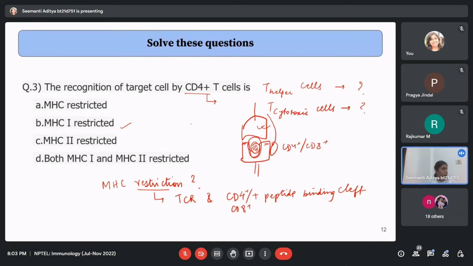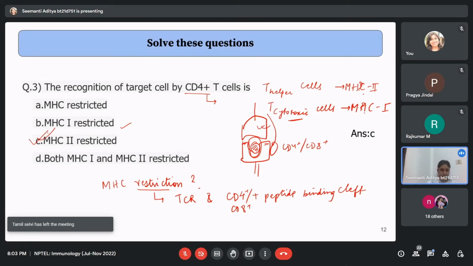So what kind of co-receptor does MHC class 1 and MHC class 2 show? Or what kind of cells does MHC1 and MHC2 interact with? So MHC class 1 is interacting with T cytotoxic cells, and T helper cells interact with MHC class 2. So the correct answer is option number C.